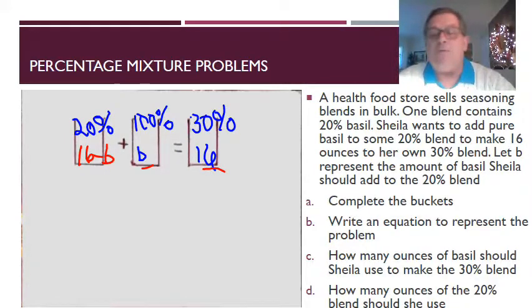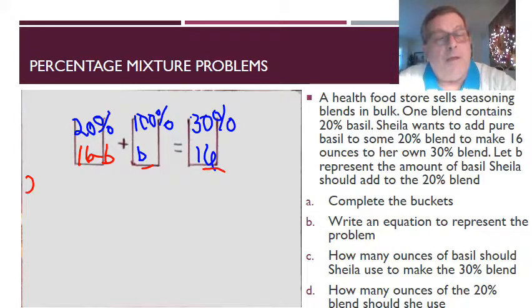Okay, so I got my buckets filled out, and I should be able to write my equation. And you could use the decimal form of the percentages, or you can just use the percentages themselves. It doesn't matter. I like to use the percentages as they're given because then I don't have to convert from percentages to decimals and then from decimals back to percentages. It does give me some bigger numbers as I'm working with it, but that's okay.